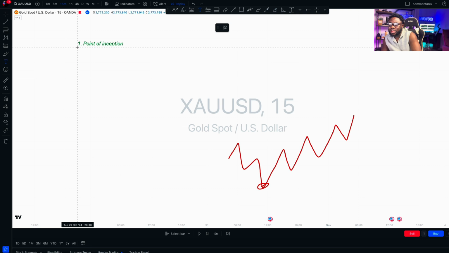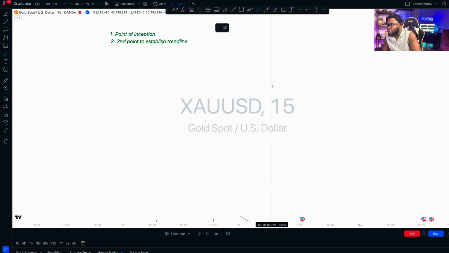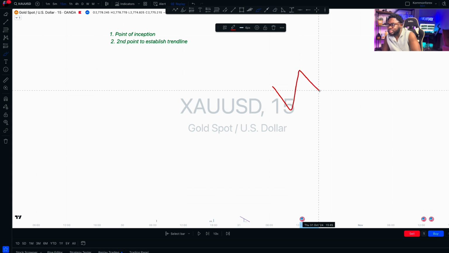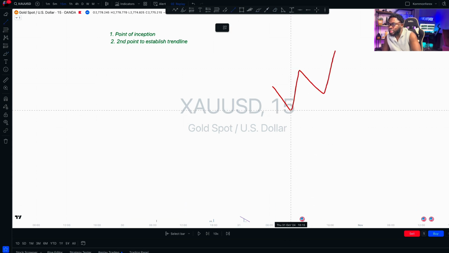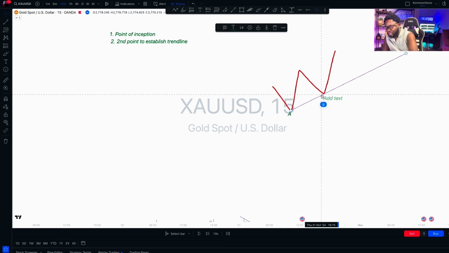We now need our second point to draw our trend line. So what does this basically mean? Now we have our point of inception like this, our second point. All we need to do here is just connect our point A, which is our point of inception, to our point B, which is our second point. So we can just give this as our point A, then we come in here and we give this as our point B.